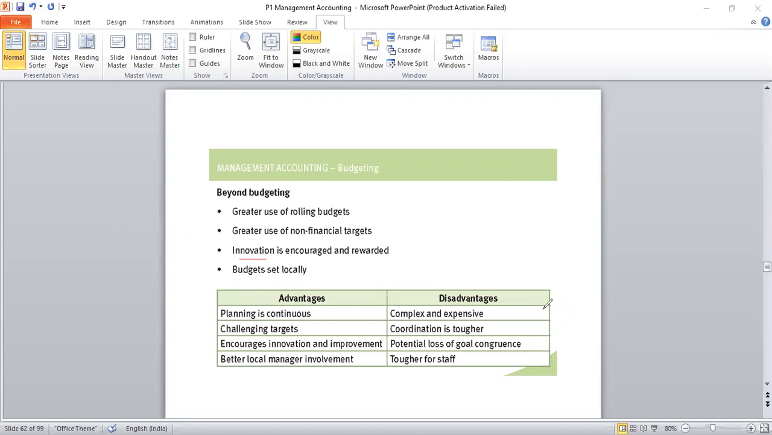So, it is complex, it is expensive, coordination is tougher. Otherwise, when plans were there, everybody understood what the plan was and how to implement it. But now, when there is no plan, they have to react very quickly. They have to use their judgment and take the right decision. So that is a difficult task. Coordination is tougher, and there is potential loss of goal congruence, as everybody starts taking decisions. So going in the same direction becomes difficult. Maybe they do not understand the organization objective which has to be achieved. So goal congruence becomes a difficult task. Potential loss of goal congruence, tougher for staff. That is going beyond budgeting.